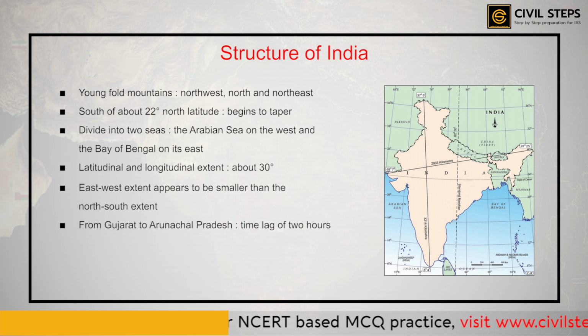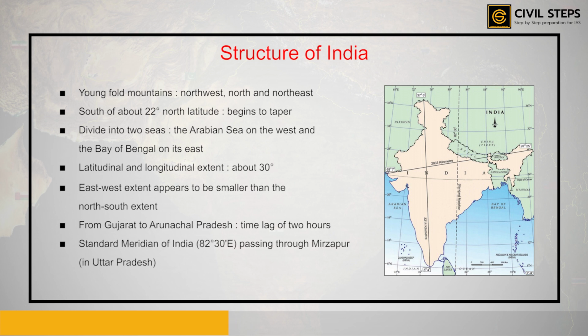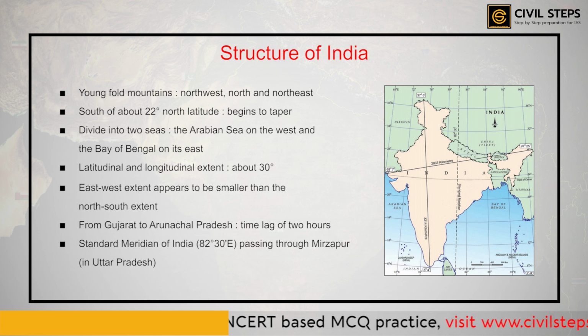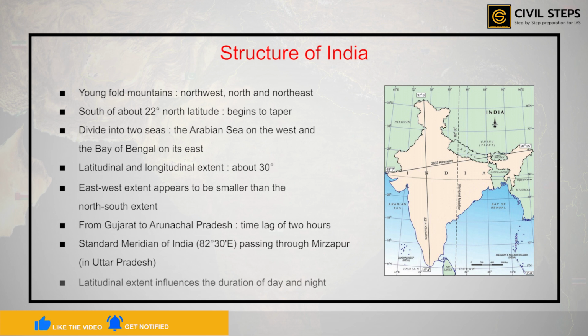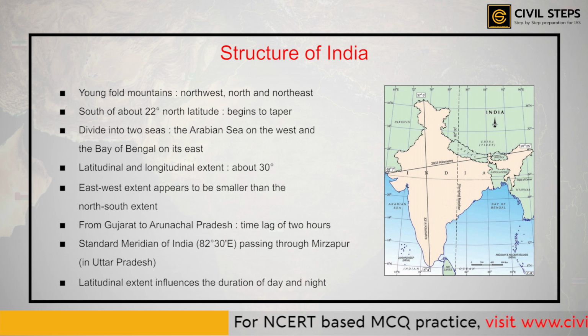From Gujarat to Arunachal Pradesh, there is a time lag of 2 hours. Hence, time along the standard meridian of India, that is 82 degree 30 minutes east, passing through Mirzapur in Uttar Pradesh, is taken as the standard time for the whole country. It is also called the Indian Standard Time, the IST. The latitudinal extent influences the duration of the day and night as one moves from south to north. So this was about the structure of our country.